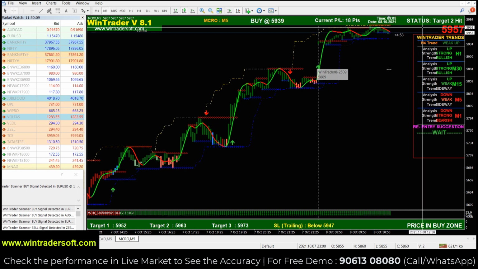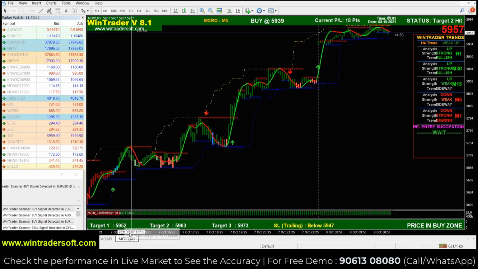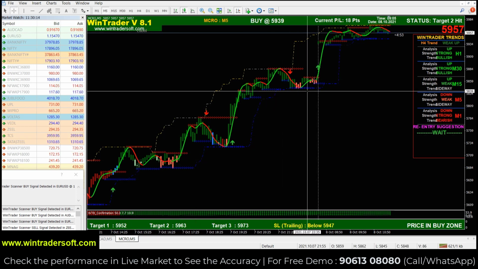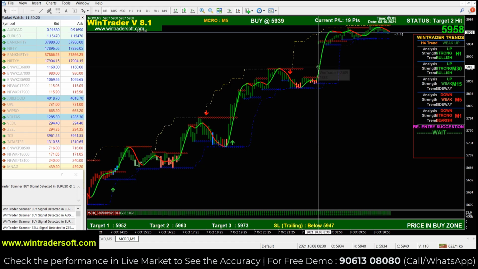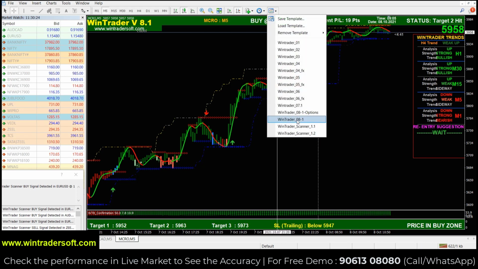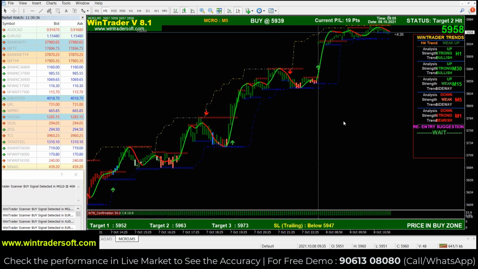Here I take the crude oil chart. I took the crude oil chart for the example. Here you can see the crude oil current market price, 5957. This is the buy signal. This green up arrow is our buy signal in the WinTrader 8.1 version. Total we have 8 versions under this one pack, with Scanner 1.2. Scanner 1.2 is our updated scanner version. This is an example that I show in this video.